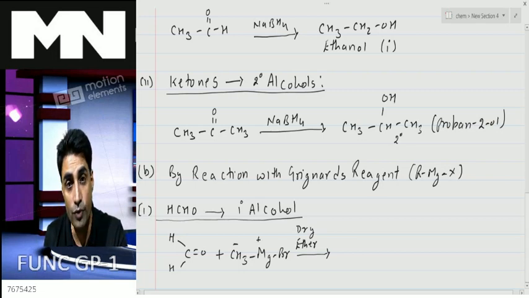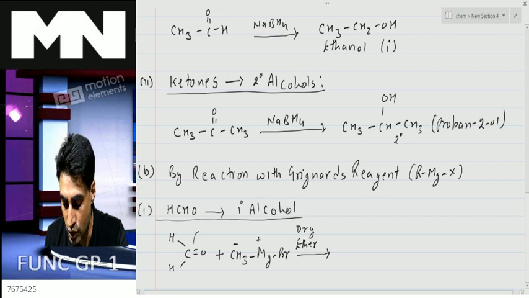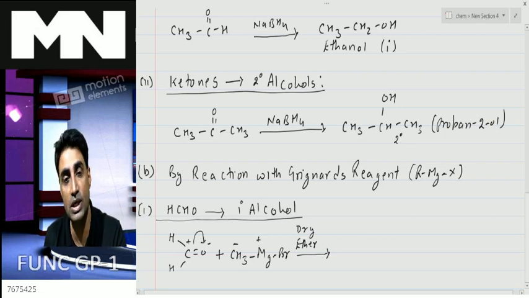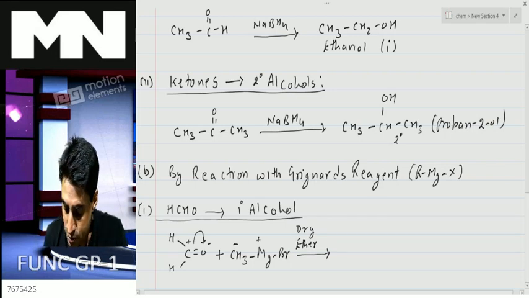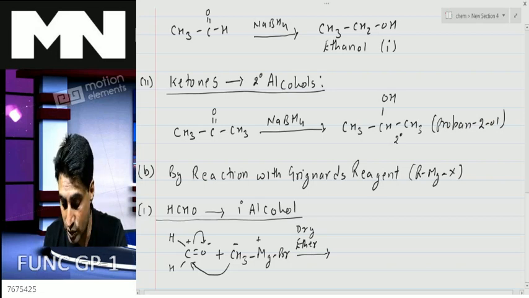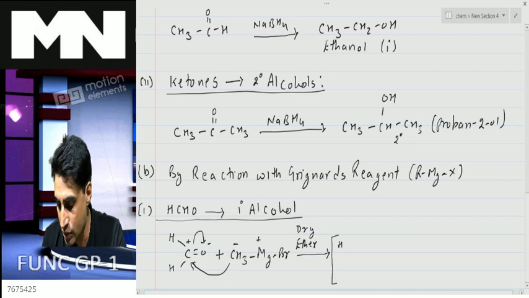If I talk about formaldehyde, in formaldehyde the pi electrons will move toward oxygen, which will become negative, and carbon will acquire a positive charge. So what will happen? This methyl group, which is negatively charged, will attack the carbocation, and Mg positive will attack the oxygen. I will get an addition compound like this, OMgBr, and here I will get CH3.